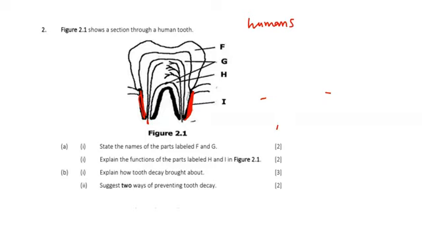So if we were to look at it, incisors is 2 over 2. Then canines is what? 1 over 1. Then premolars is equal to what? 2 over 2. Then molars is equal to what? 3 over 3.